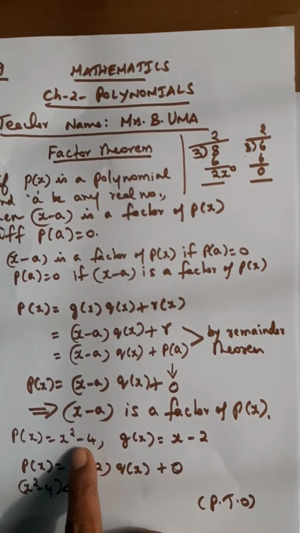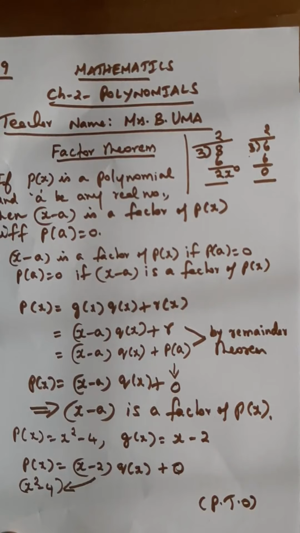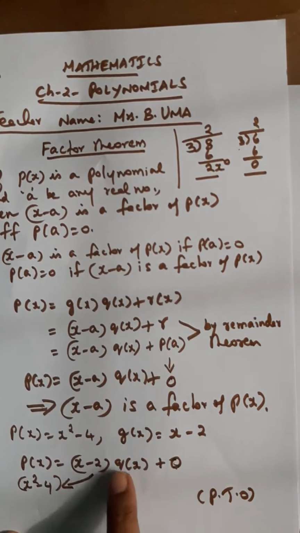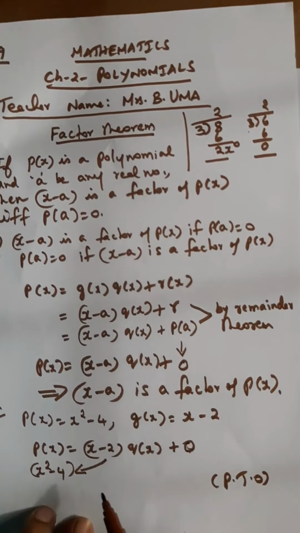In the example I gave, p of x I took as x squared minus 4, and g of x as x minus 2. Since it is given that the remainder is 0, x minus 2 will become a factor of p of x. Correctly, this will divide this. You can see it divides this correctly.